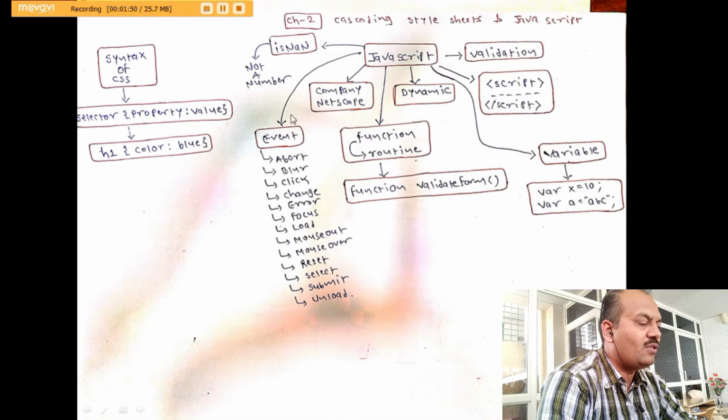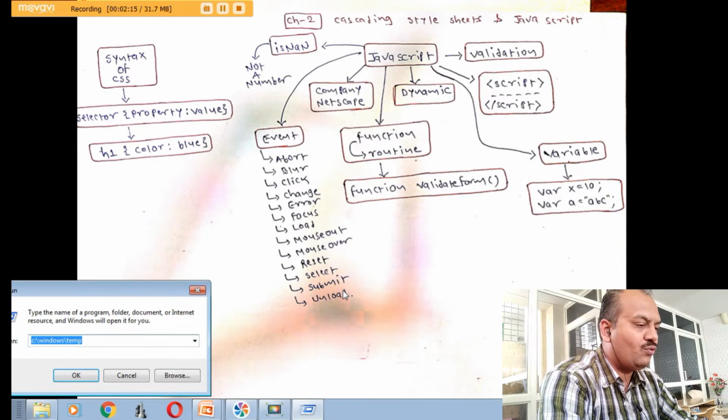Various events are also supported inside JavaScript. The names of the events are abort, blur, click, change, error, focus, load, mouseout, mouseover, reset, select, submit, and load. So these are just some of the events. Another name of event is an action. And now I'm going to show you some of the practical concepts related to this JavaScript.